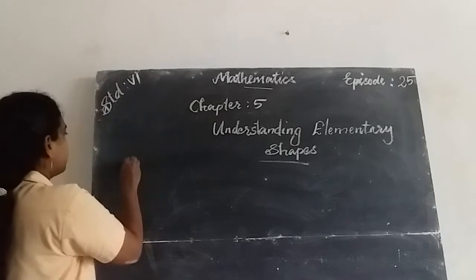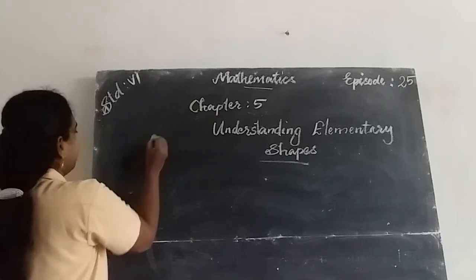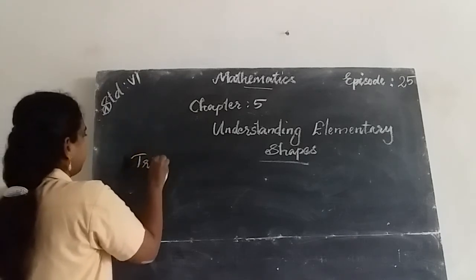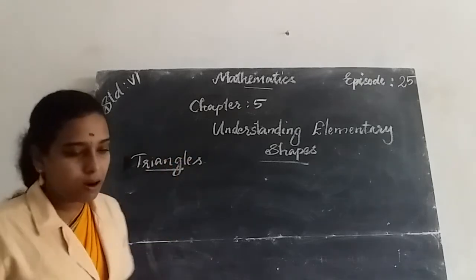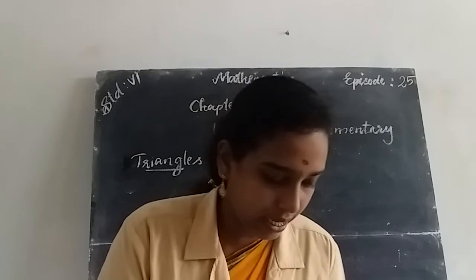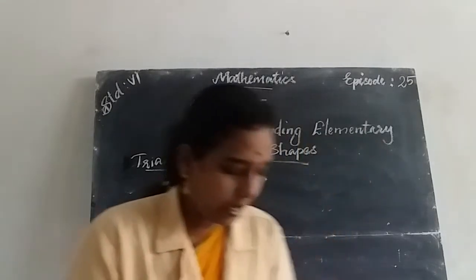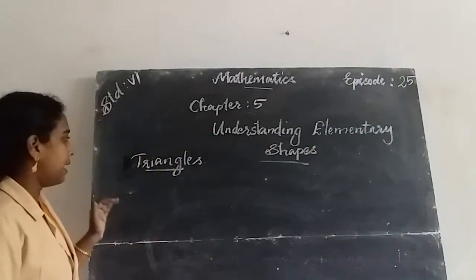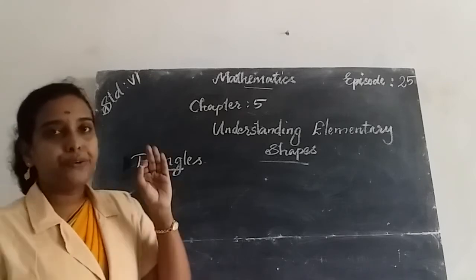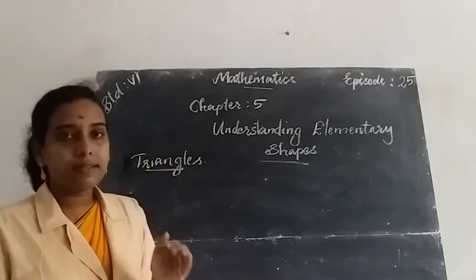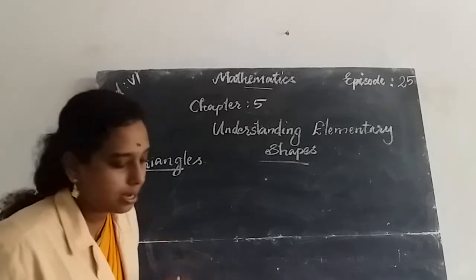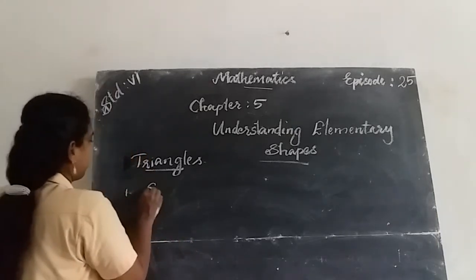Our next portion is triangles. And the first classification is based on their sides. Based on the sides, the triangles can be classified into three types. They are equilateral triangles, isosceles triangles and scalene triangles. First one is equilateral triangles.